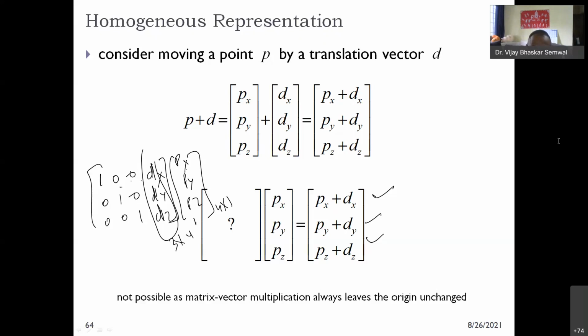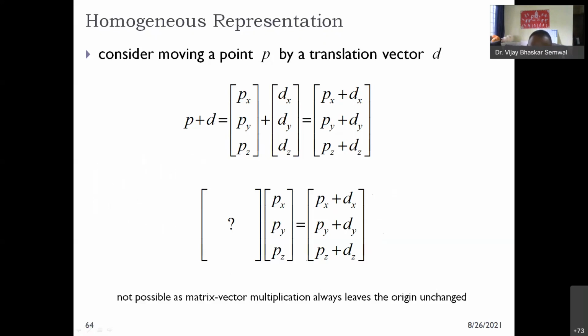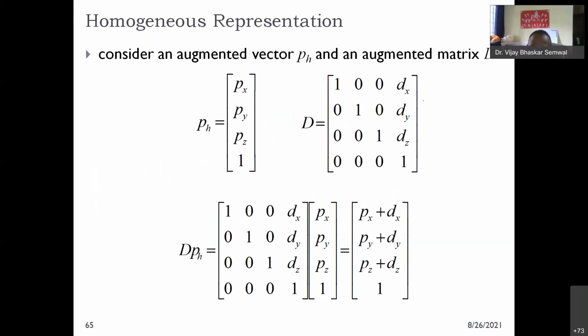But this is not a homogeneous matrix. So the same thing they have done here: 0 0 0 1 as the last row. This is a 4 cross 4 matrix. The 3 cross 4 matrix times the 4 cross 1 vector gives 4 cross 1. The extra 1 I am adding is a padding bit so that it can become a square matrix. Is this clear?